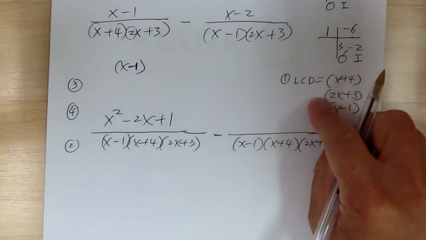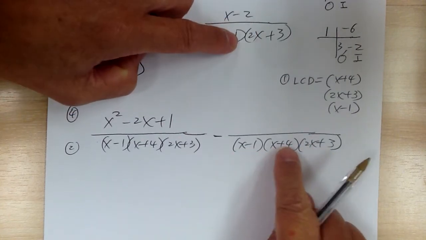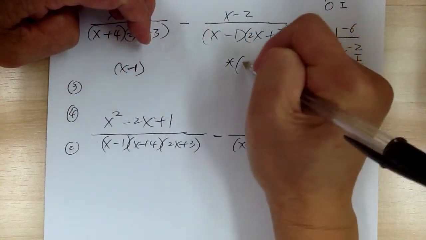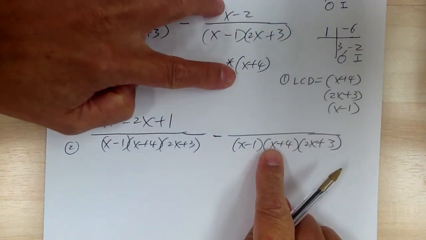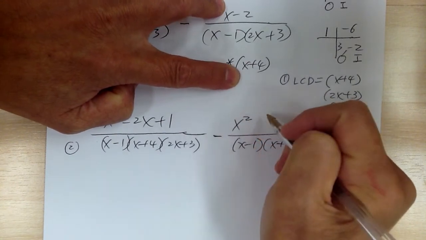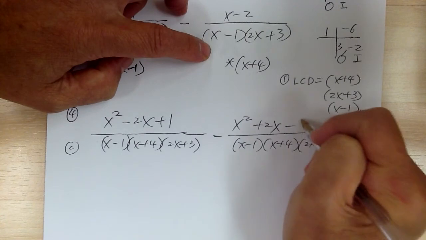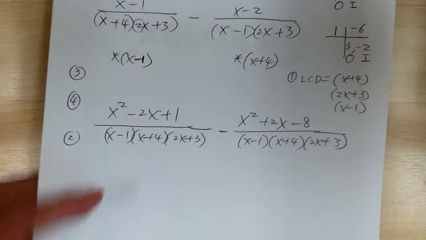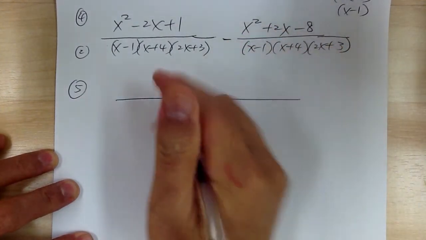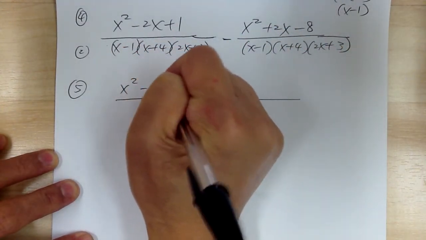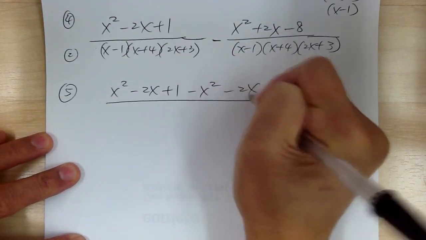So now let's go and do this one here. This one I have, this one I have, this one I don't have. So I need to multiply by x plus 4. So now I got everything, right? So when you multiply, I get x squared. You add, so plus 2x, right? Multiply, I get negative 8. Okay, so now you're going to do step 5. Put all this together, but remember to change signs. So I get x squared minus 2x plus 1 minus x squared minus 2x plus 8.